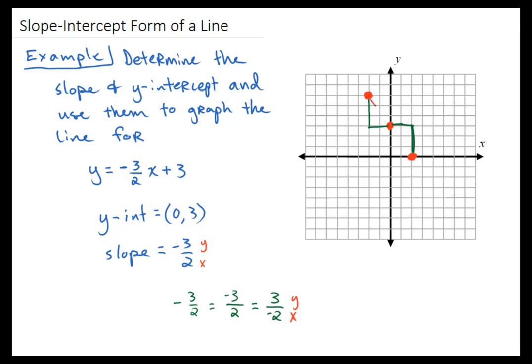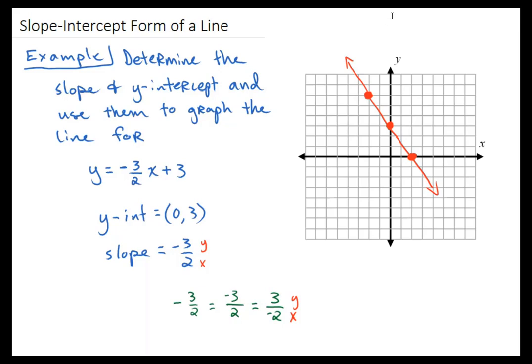So we can then connect those points, go past them and draw arrows. And you have the line. I'll go ahead and erase these green marks so we have a clean graph. So that's the idea of graphing using the slope and intercept, slope-intercept form.